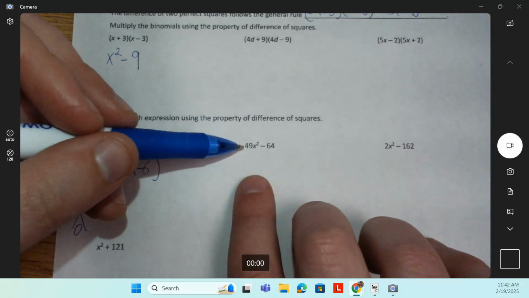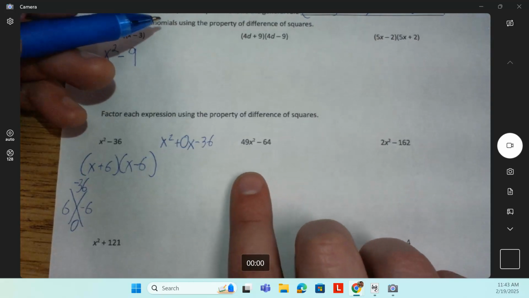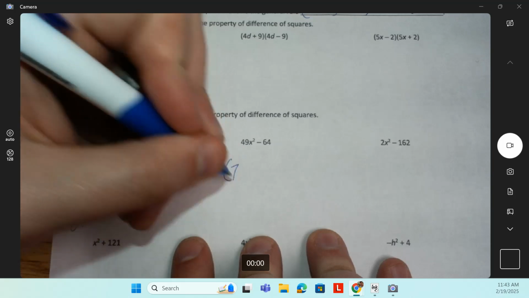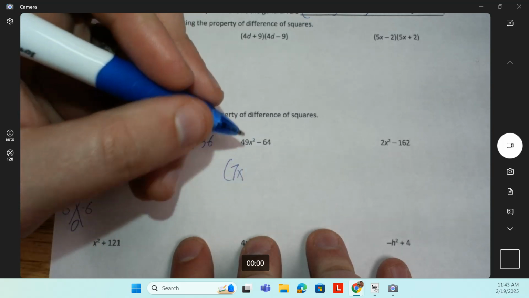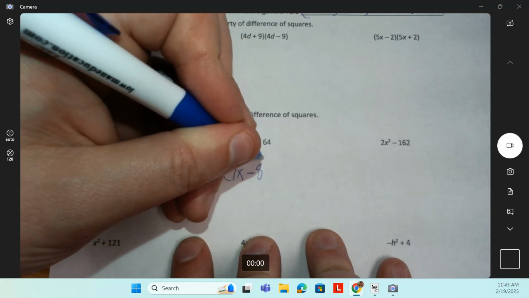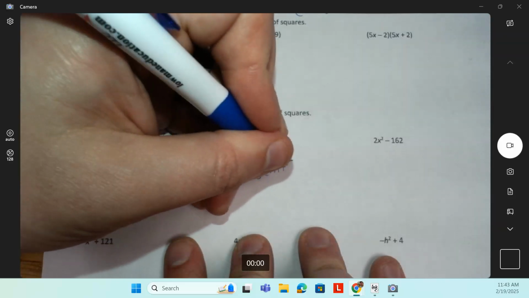Similar to that one, for 49x squared minus 64, I would take the square root of that. So the square root of 49 is just going to be 7. So 7x minus the square root of 64, which is 8. So 7x minus 8, 7x plus 8.